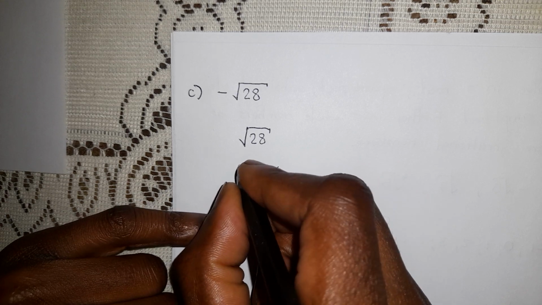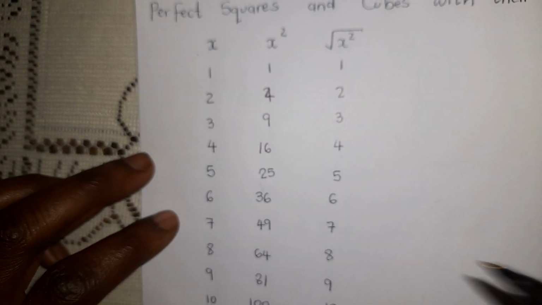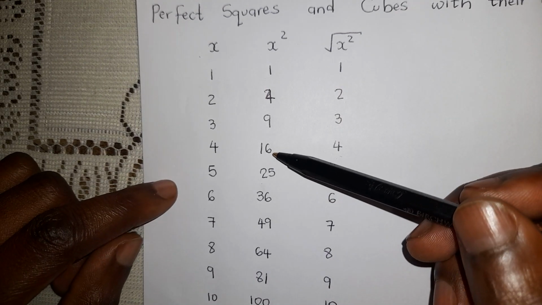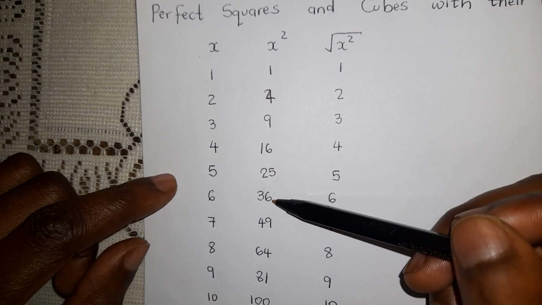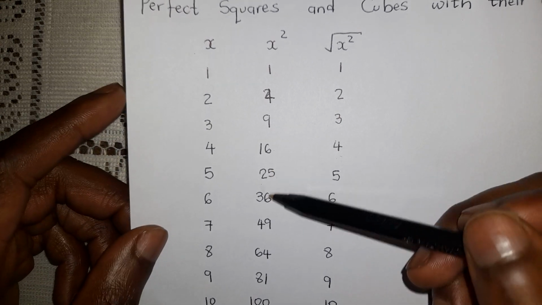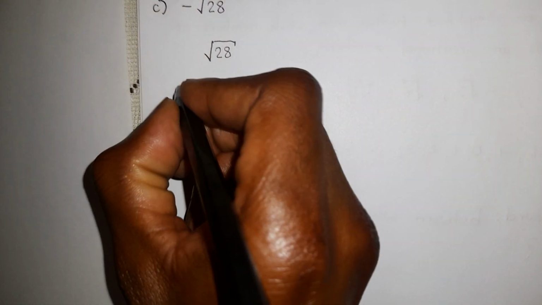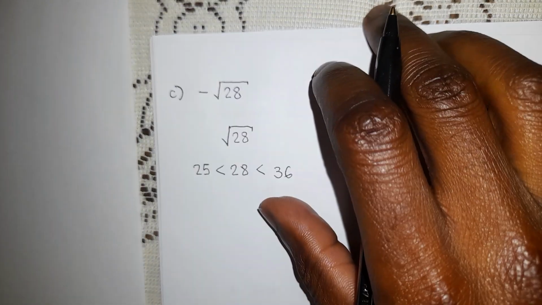So again, estimating between which two integers, we are looking at squares now. We go back to the table of squares. For squares, we are looking at 28. 28 is between 25 and 36, because 28 is greater than 25 but less than 36. So it's between 25 and 36, which are our perfect squares. We'll have 25 on the one side, and then 36 on the other side.